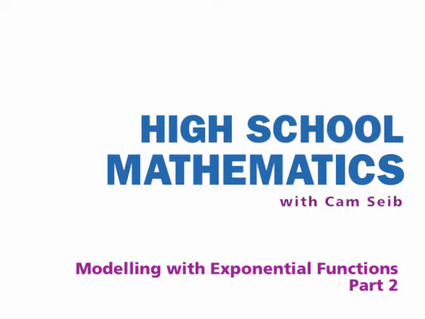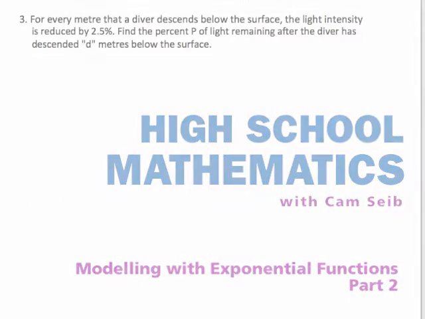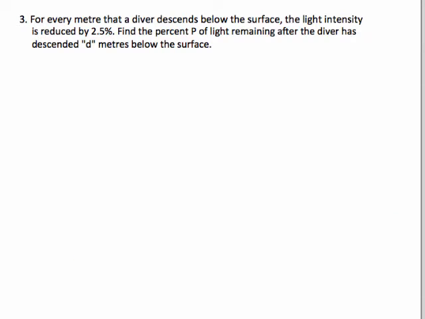Let's continue looking at some other examples that involve applications of exponential functions. This time we have a diver. There's the water level. The diver's going down, and as he goes down, it gets darker. The light intensity is reduced by 2.5% for every meter that he descends. We want to find the percentage of light remaining after the diver has descended d meters below the surface.